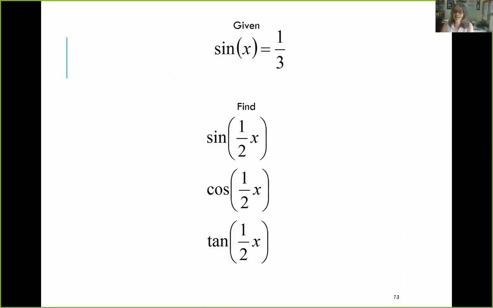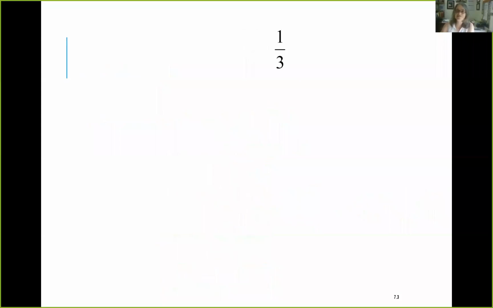Okay, let's, again, apply our half-angle formulas. We know that the sine of x is 1/3. And we're going to find the sine of half of that angle, the cosine of half of that angle, and the tangent of half of that angle. So we're given sine x equals 1/3. We want to find the sine of half of that angle.